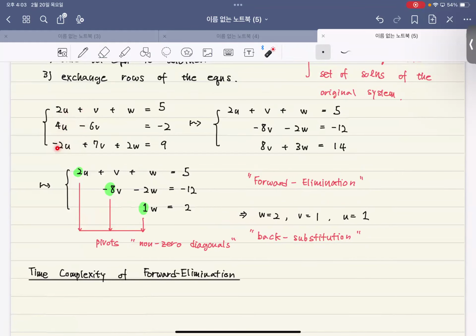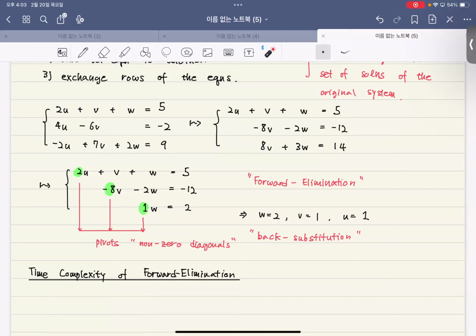Let me go back to the original system. This system consists of 3 equations and 3 unknowns. And speaking of time complexity, in computer science there are essentially 2 different operations between numbers. The first one is addition, and the second one is multiplication. Which one do you think costs much more? Obviously, multiplication costs much more. Multiplication requires much more computing power than addition, right? So I will only consider the number of multiplications required to perform forward elimination.